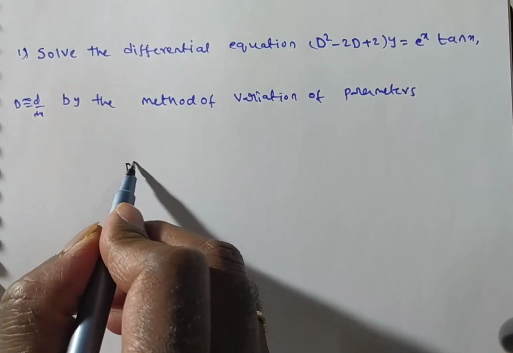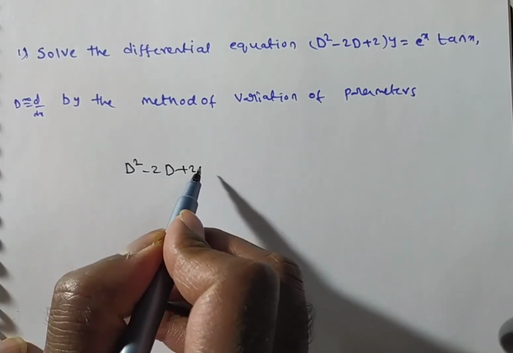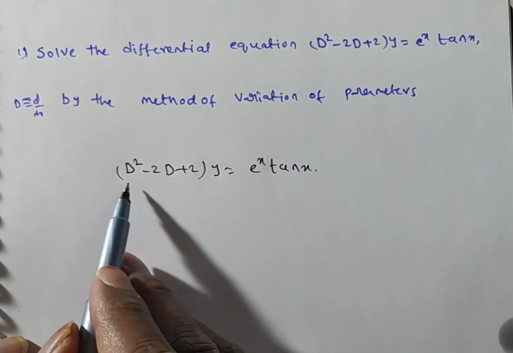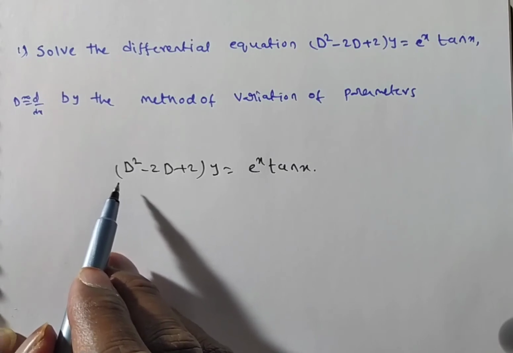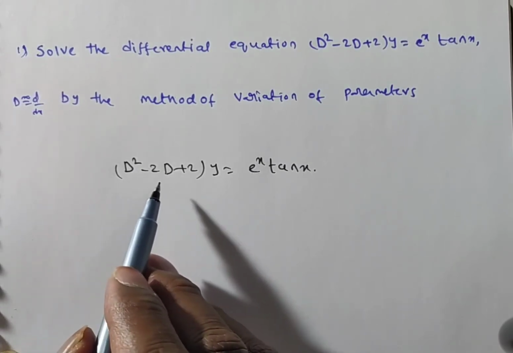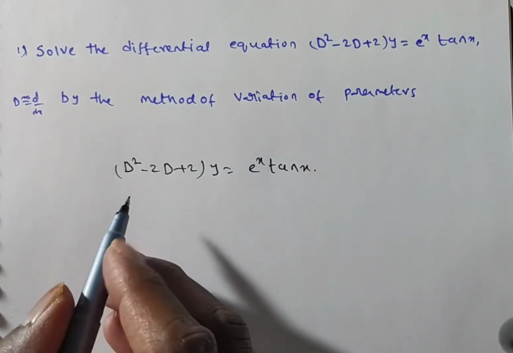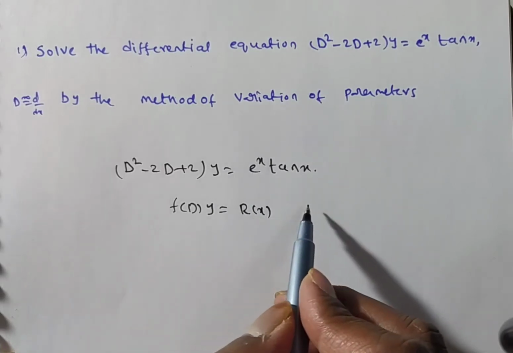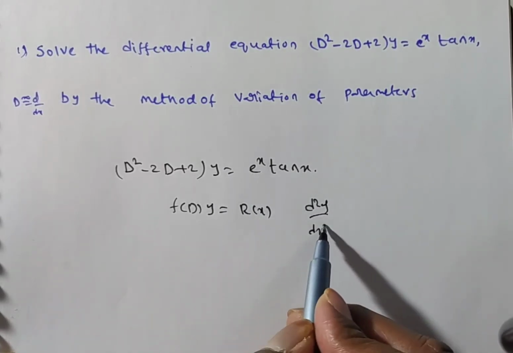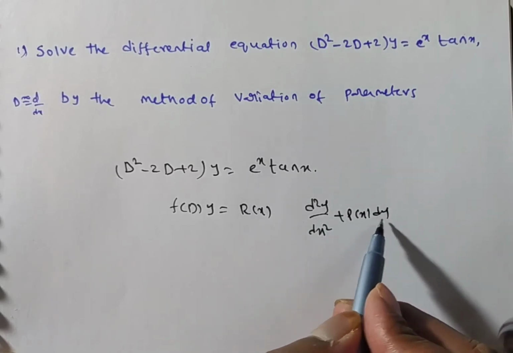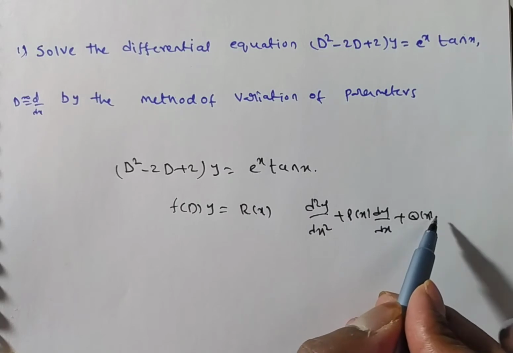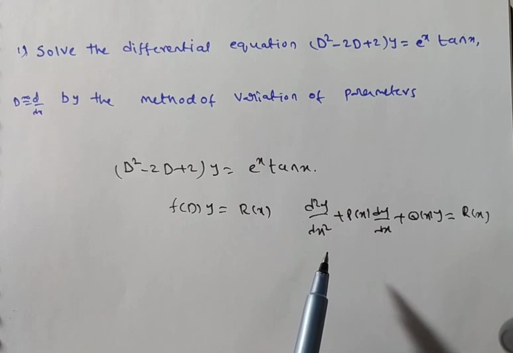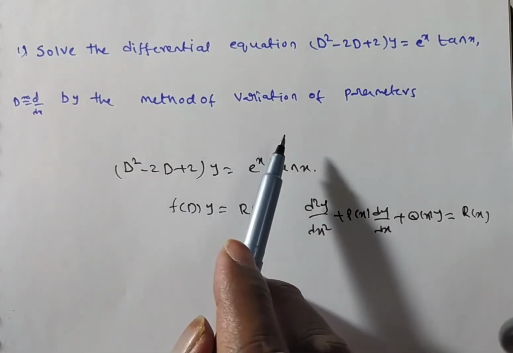First I am writing the given problem: (D² − 2D + 2)y = eˣ tan x. Now the coefficient of D² is 1 only. So this is the standard form of a second order linear differential equation for the method of variation of parameters. You can write this as f(D)y = r(x), because the standard form we denote is d²y/dx² + p(x) dy/dx + q(x)y = r(x).